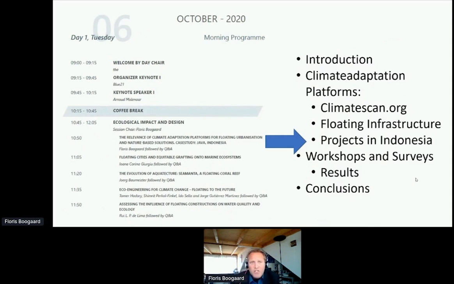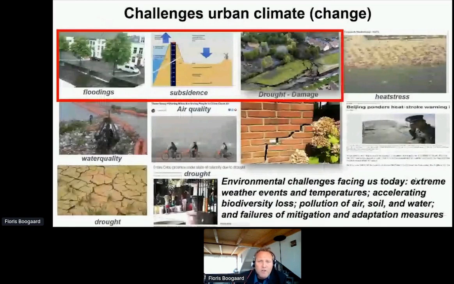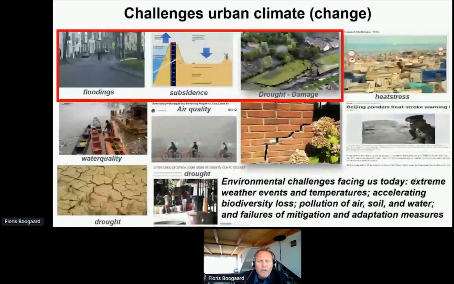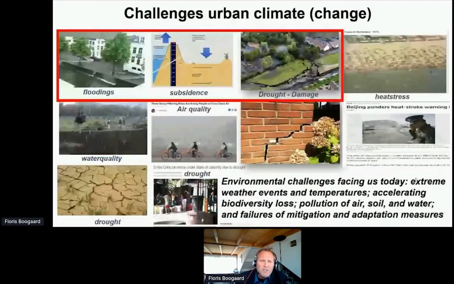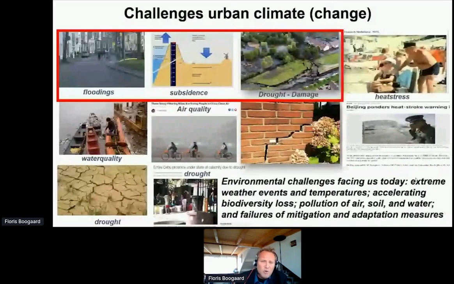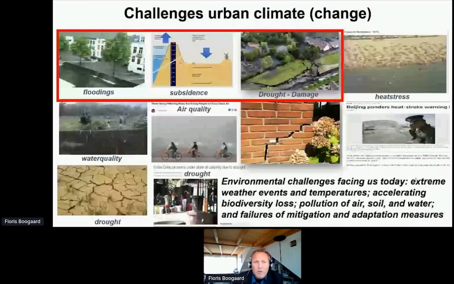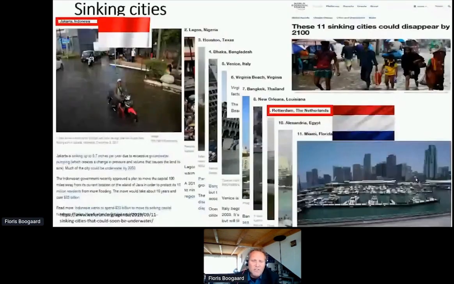I think the first slide shows the challenges in urban climate being addressed by the keynote speakers, Rutger and Arnoud, of course. I'm just stressing that for this workshop, especially in Indonesia and the Netherlands, we address the challenges of subsidence and floodings, and of course also drought and damage in this case. So basically we talk about sinking cities, which there are a lot of in the Netherlands, but also outside, of course. You see here Jakarta, Indonesia, but also other places like Semarang and Surabaya, where we did the workshops, and also, of course, Rotterdam being addressed, but a lot of places around the world, as you might see.